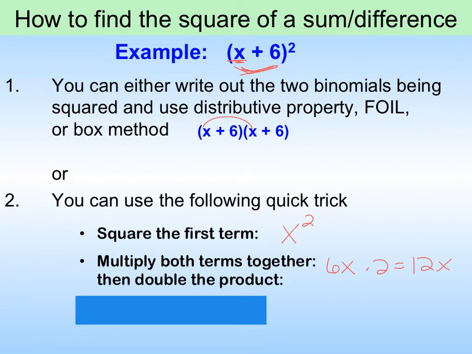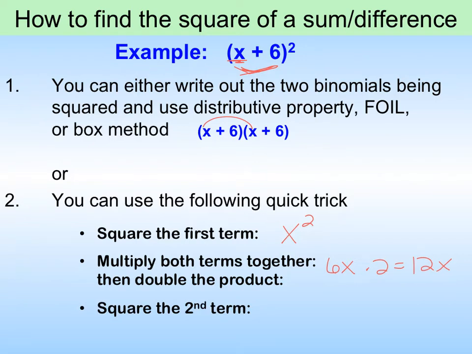And the last part of the shortcut says to take the second term and square it. So again, without writing this out, we would take that second term, 6, and square it, and that would be 6 squared, which is 36. So the final answer here would end up being x squared plus 12x plus 36.